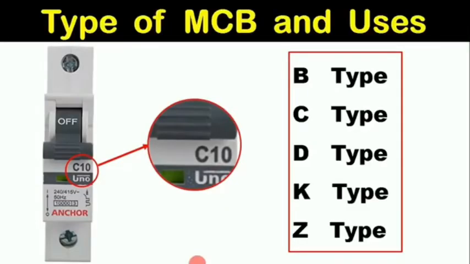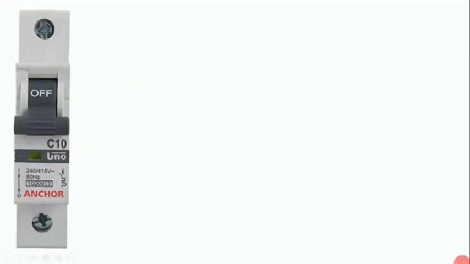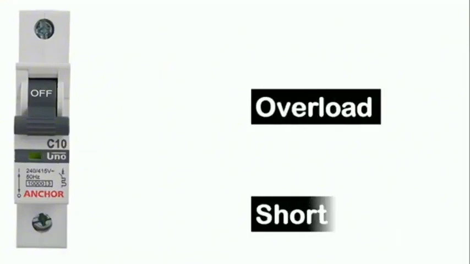Today in this video, we are going to learn about the MCB we use, how many types of MCB are there, and where we use a particular type of MCB. Friends, the MCB we use provides us two types of protection. First is overload and second is short circuit.